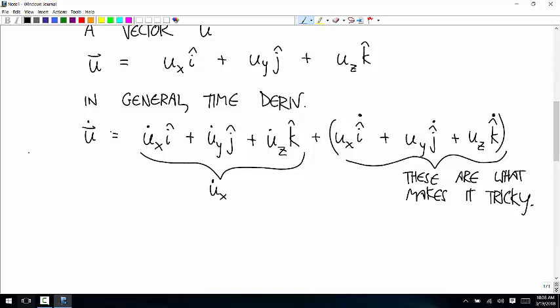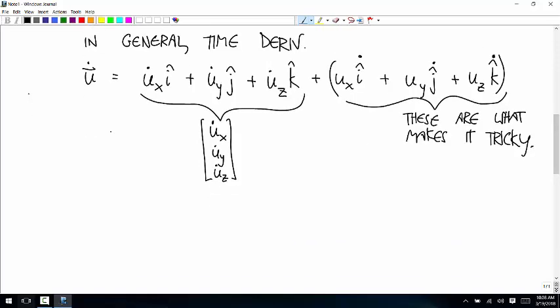So this is ux dot, uy dot, uz dot, okay? And if you have a non-rotating coordinate system, u dot is just equal to this because these aren't going anywhere. They don't change in time, and so these are all 0, okay? But if the coordinate system's rotating, then those are non-zero and you have to deal with them. So these are 0 in a non-rotating coordinate system.